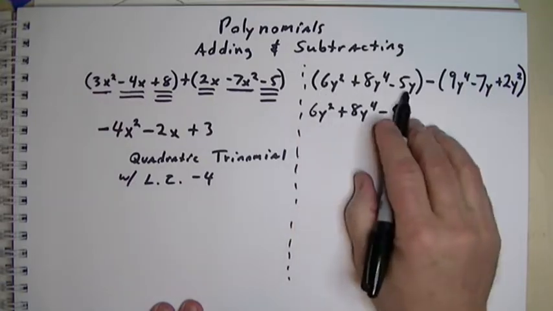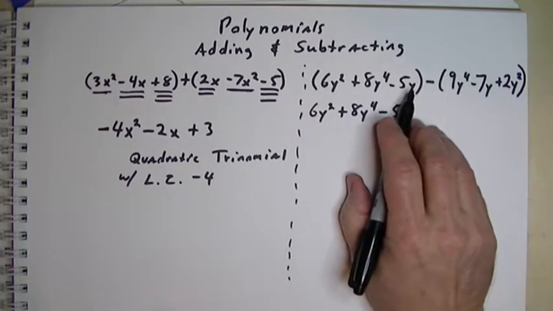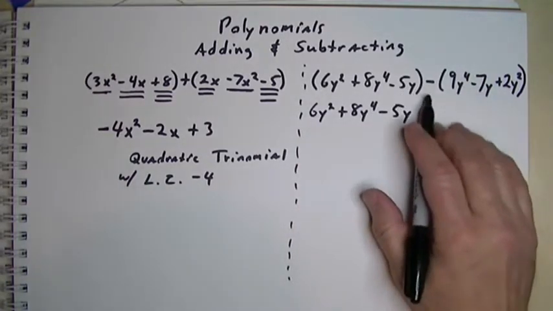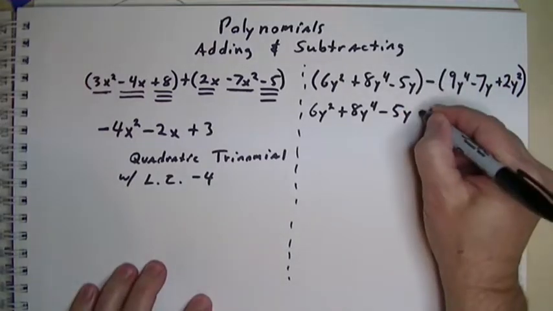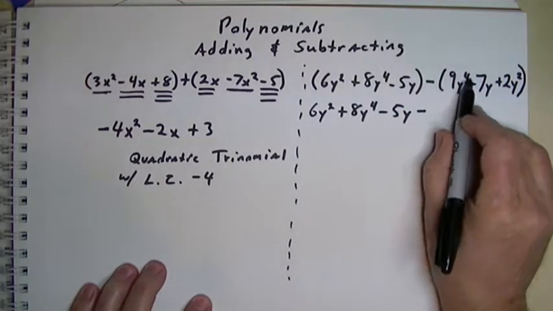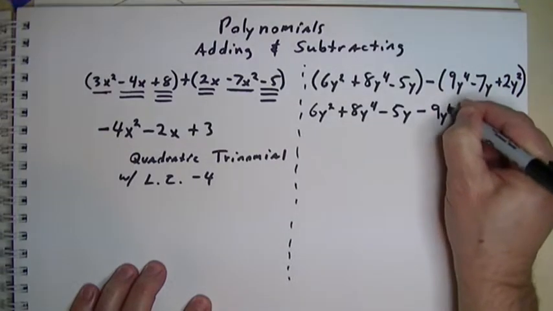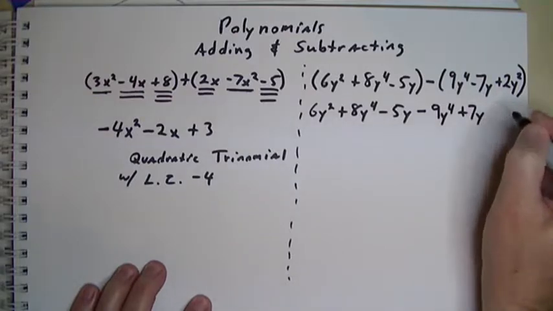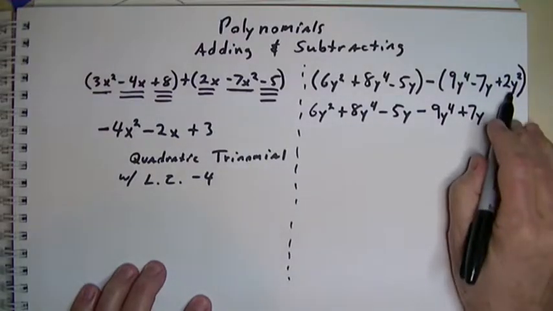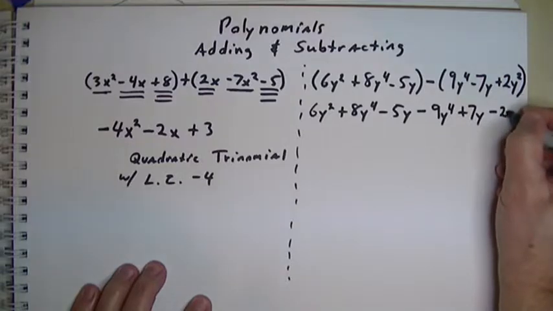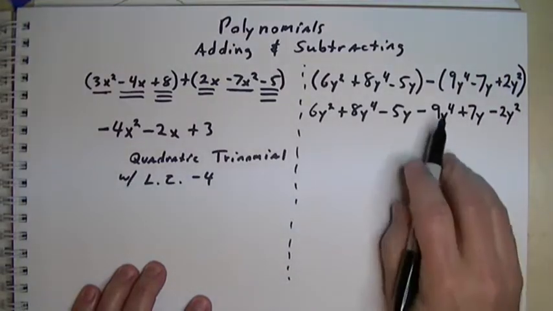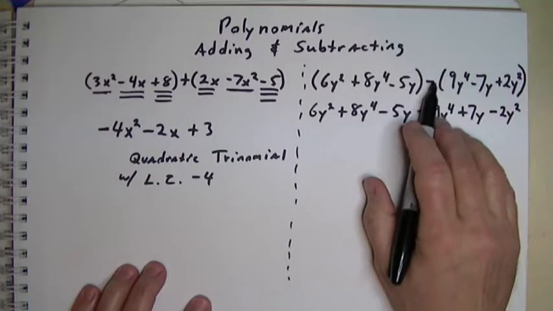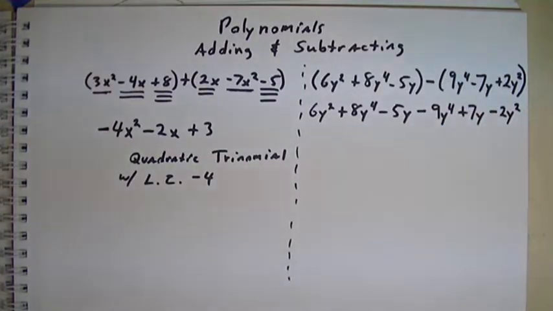Nothing changes in this part of the subtraction problem. Nothing changes in the minuend. We're only going to change the subtrahend. We're going to distribute this negative now. So this 9y to the fourth becomes a negative 9y to the fourth. This negative 7y becomes a positive 7y. And this positive 2y squared becomes a negative 2y squared. Once we've distributed that negative across the subtrahend, then all we have to do is look for like terms and put those together.